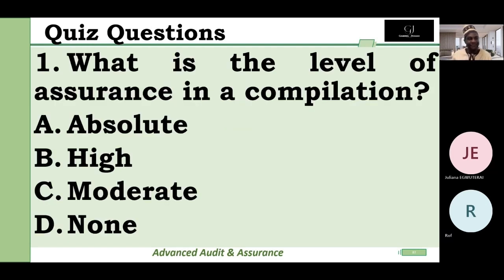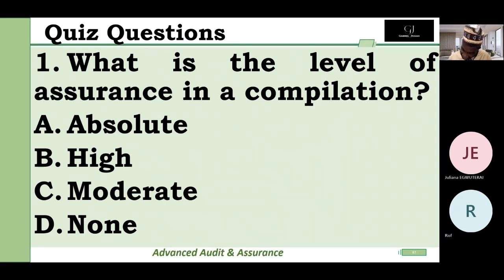All right, number 1. What is the level of assurance in a compilation? So I have R on the call. What is the level of assurance in the compilation? D, none. Don't stress yourself. The answer is D, none. See the level of confidence.